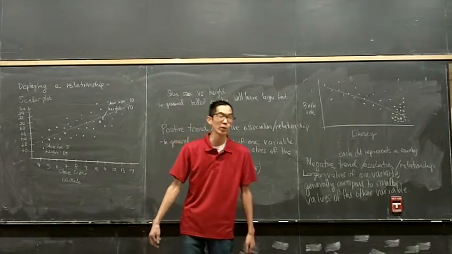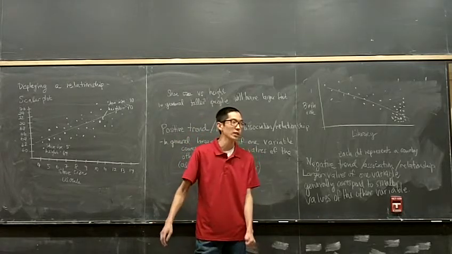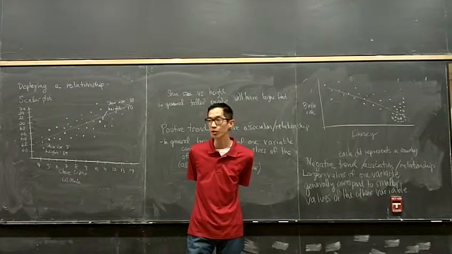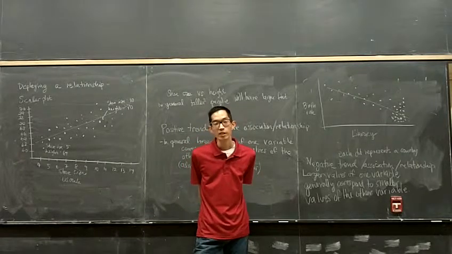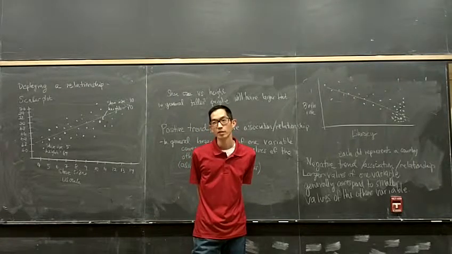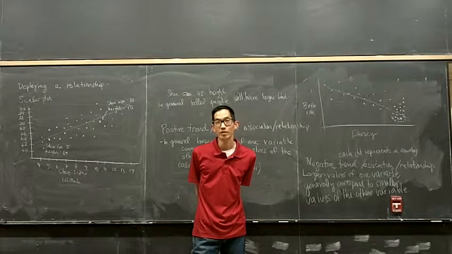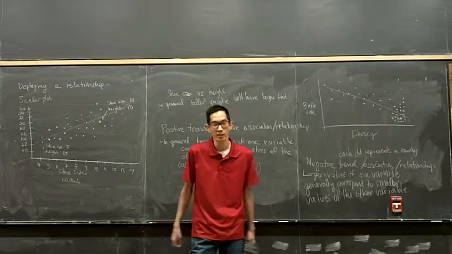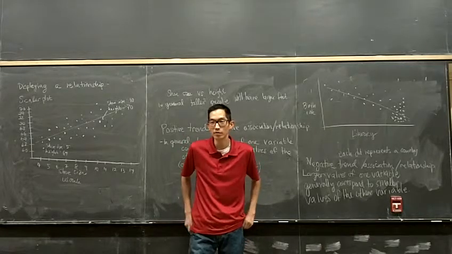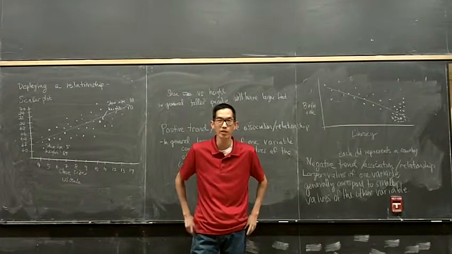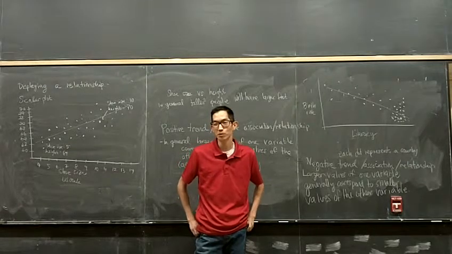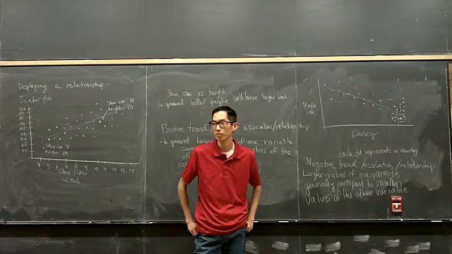Let's do one more. The temperature outside and the amount of ice cream sold at Baskin Robbins. Think of is there a positive or negative relationship? Just think of it in your head. So the outside temperature and the amount of ice cream sold at Baskin Robbins.